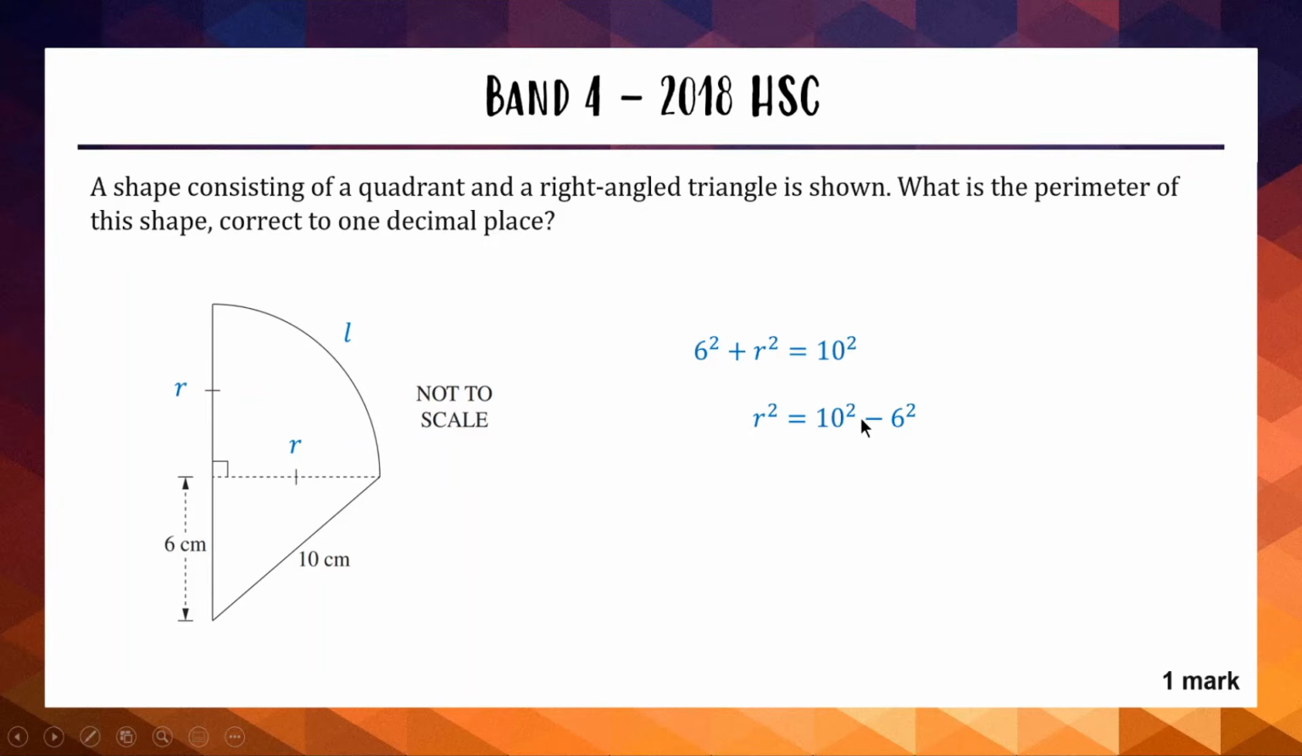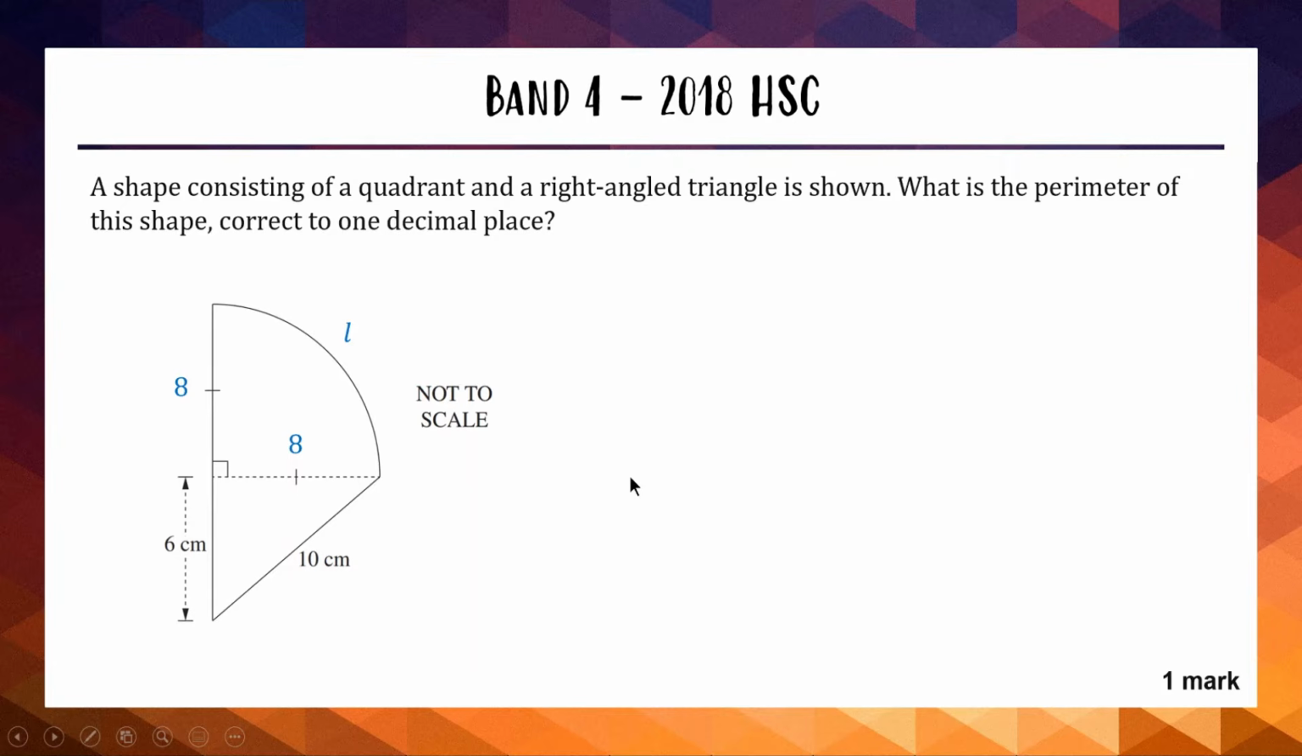On the right, we get 100 take away 36, so we get 64. And so the square root of 64 is now 8. So the length here for the radius is 8. So we can replace those with 8s. Now we need to find this length here, which, like I mentioned before, is the arc length. It's a quarter of the circumference of the circle. So imagine this was a whole big circle. We're trying to find a quarter of the circumference.